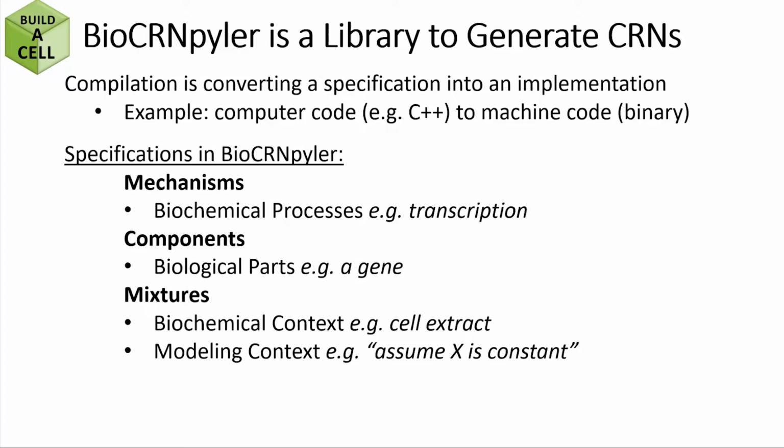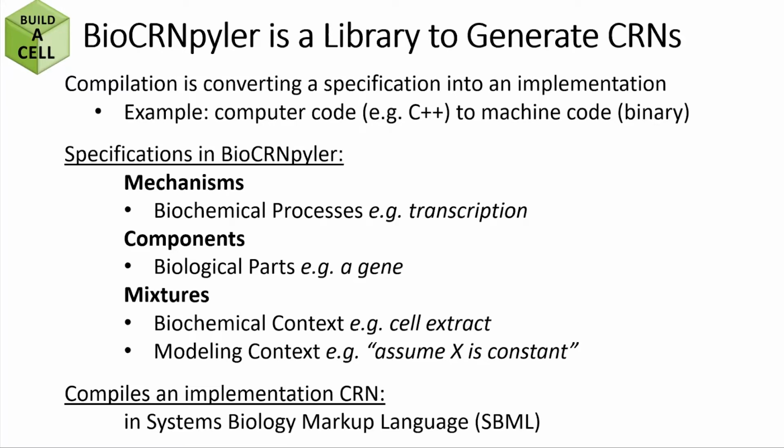And you also have modeling context. And this has to do with the assumptions you're willing to make to simplify your model. For example, I might assume that some species X is constant, and that allows me to not model it in the same way. And mixtures represent both these types of context.